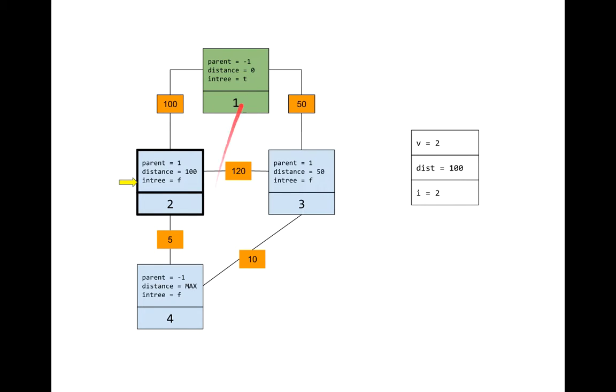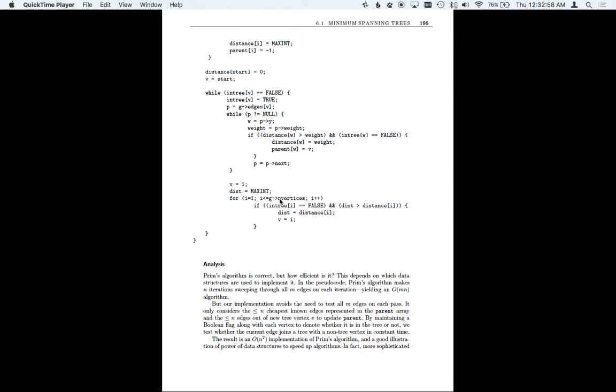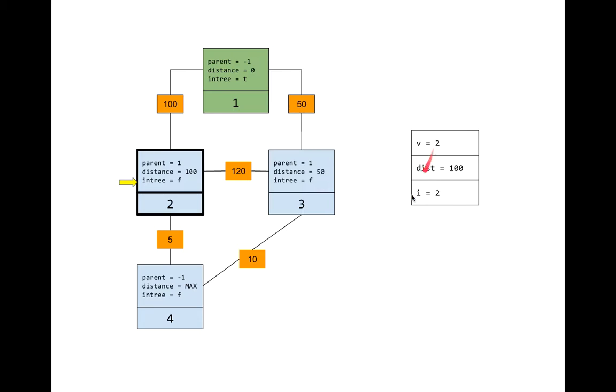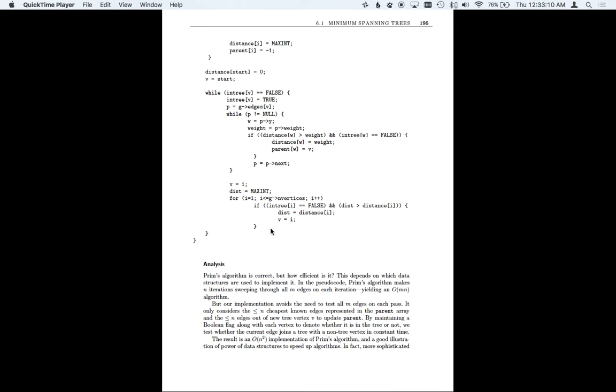But we haven't finished iterating through our vertices. We've just done 1 and 2 here. So we now continue this if block. Oh, by the way, I did set dist equal to distance for 2, and I did set v equal to i. That was here and here. So now this if block finishes, and I move on to the next iteration in the for loop.